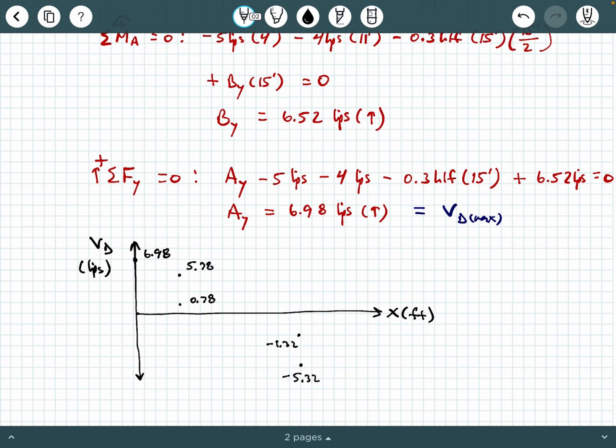And then we encounter another distributed load segment, which will push us down to a negative 6.52. And then we encounter B_y, which closes us off at 0. And so if we connect our segments together appropriately, we will have a shear force diagram that looks something like this. And then, of course, this is a 4-foot mark. This is an 11-foot mark. And then this is the 15-foot mark. And here's our shear force diagram.